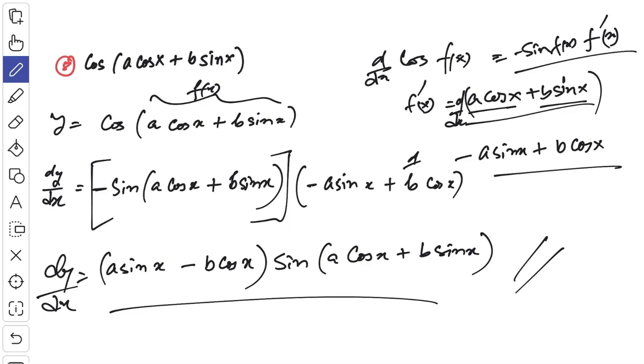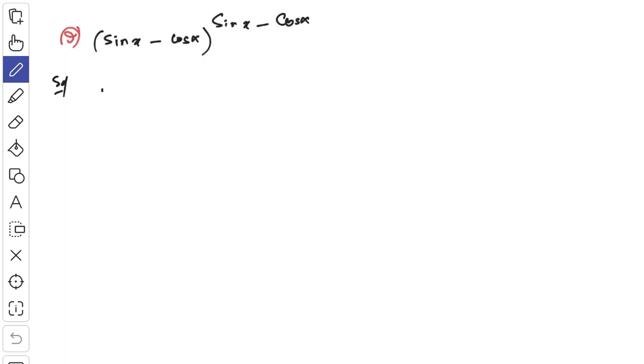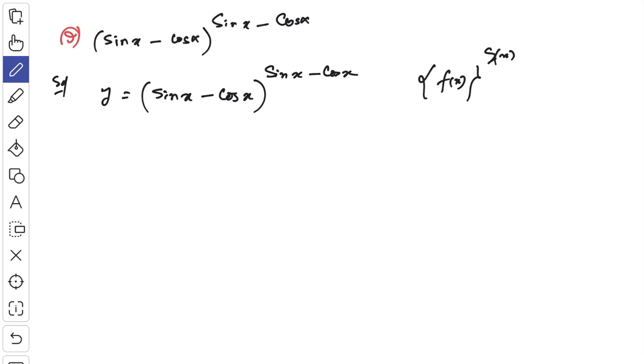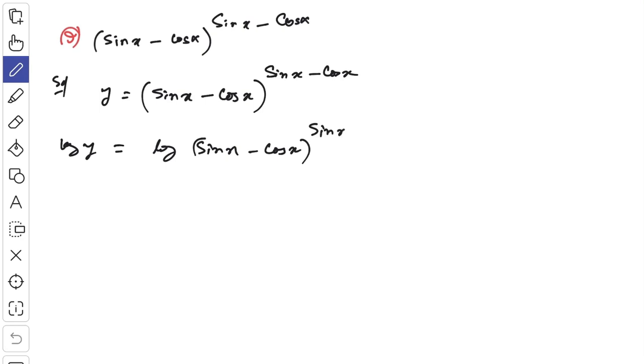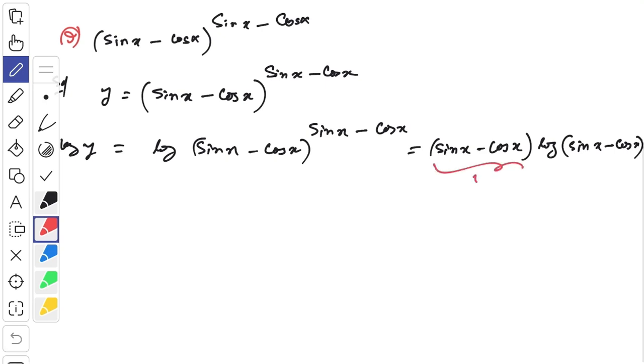So now let's move on to the next question, question number 9. Now let us solve question number 9. Here y is equal to sin x minus cos x to the power sin x minus cos x. This is also in the form f of x to the power g of x. So again take log, as we have done in the last problem. Taking log on both sides, log of y will be sin x minus cos x times log of sin x minus cos x. Again assume this one as u and this one as v. Use the product rule to solve this.